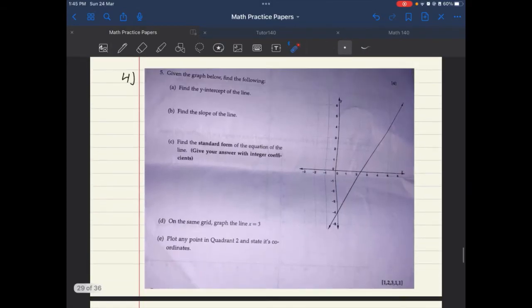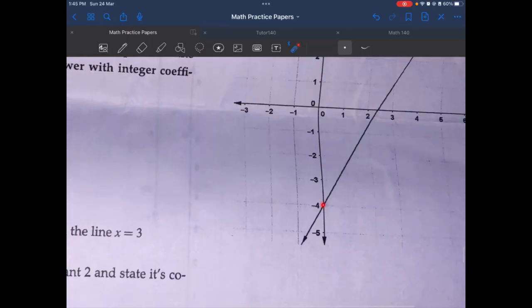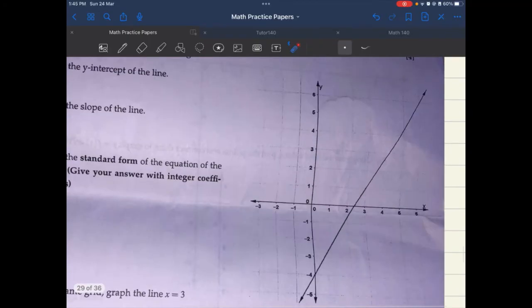Okay, so given the graph below, find the following. Find the y-intercept. The y-intercept is the point on the line where it's touching the y-axis. And yeah, we're touching directly on the y-axis. This is the y-axis right here. So the point is touching directly on the y-axis, where x is equal to 0. So this 0 right here. So this is the x-axis, right? It's 1, 2, 3, 4.